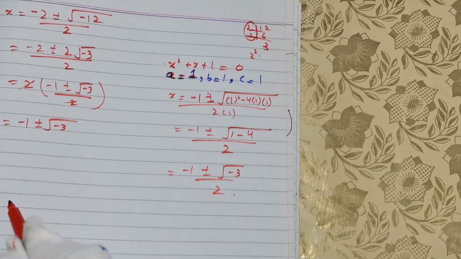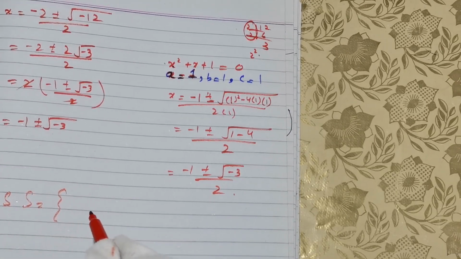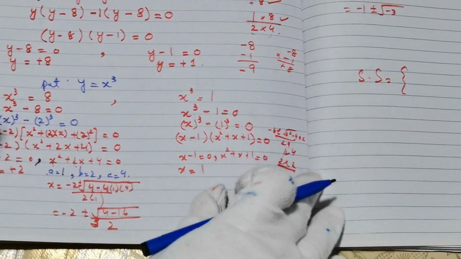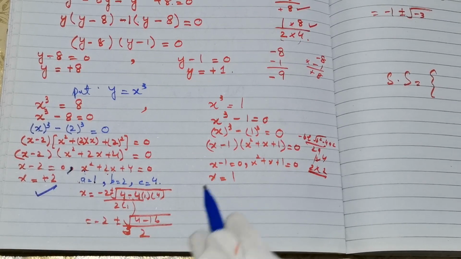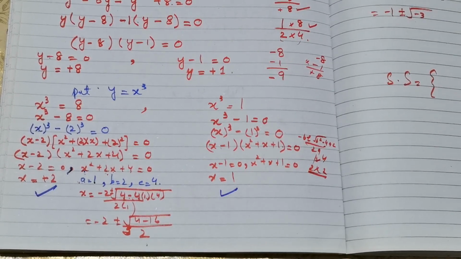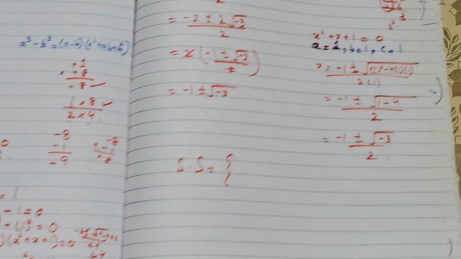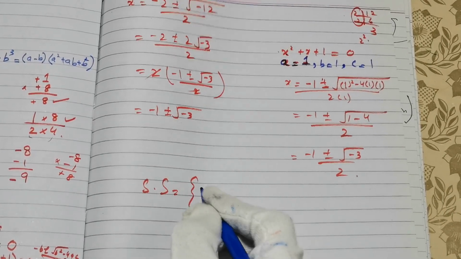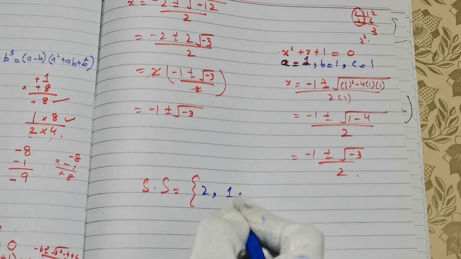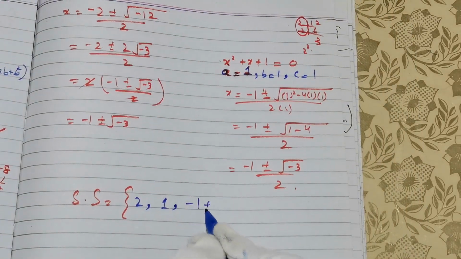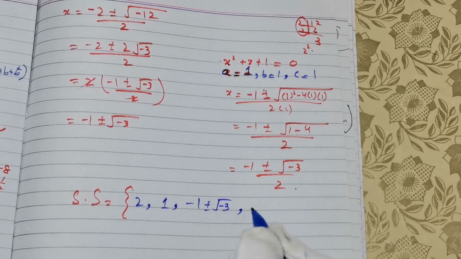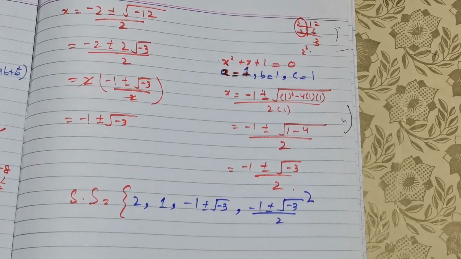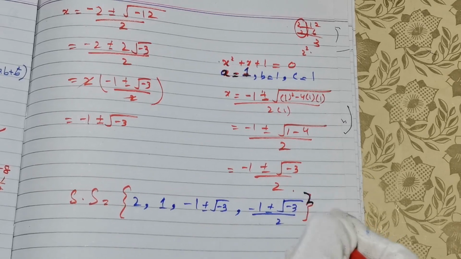So our solution set will become 2, 1, and minus 1 plus minus the square root of minus 3, and minus 1 plus minus the square root of minus 3 by 2, which is our required solution.